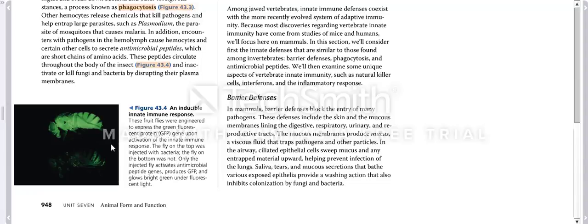They both have GFP, but the fly on top was injected with bacteria in order to show the immune system response across the whole organism.